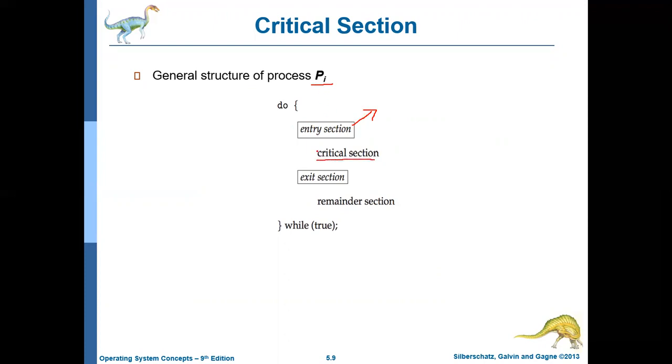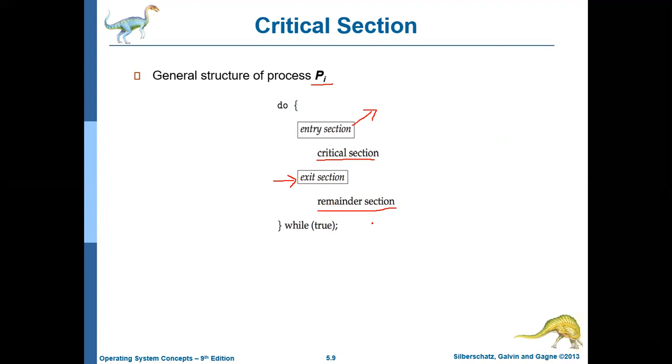It will execute the code corresponding to the critical section. Once the critical section is finished, it will execute the exit section, where it will make sure that some other waiting process can now enter the critical section. So after executing the exit section, it will execute the remainder section, which is not a part of the critical section.